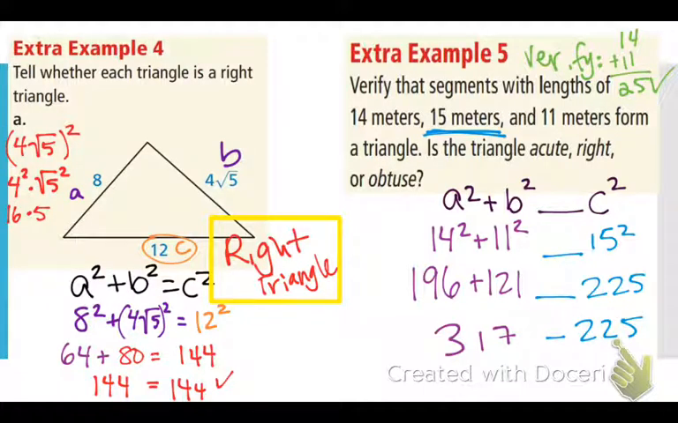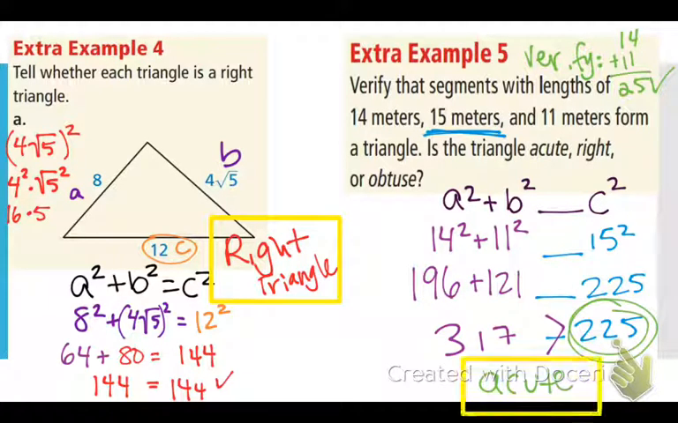All right, so a lot of people again would say, oh, well, there's a greater than. But what you want to look at is the hypotenuse squared. Is it less than, greater than, or equal to? It's less than, so this is acute. Such a cute triangle.